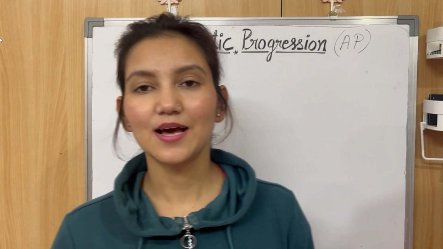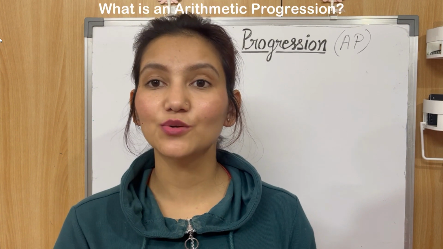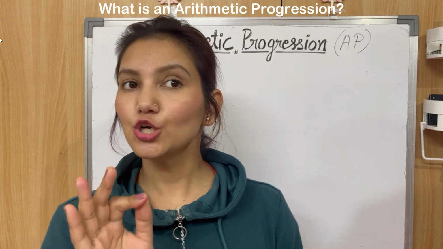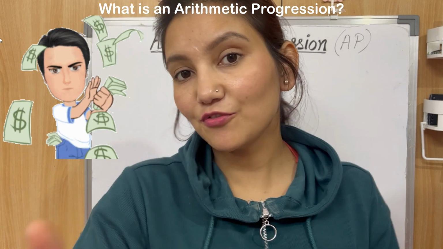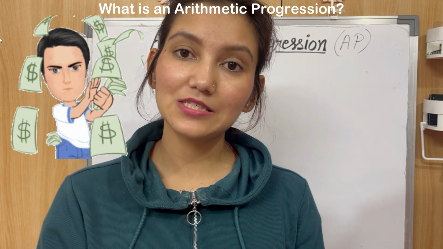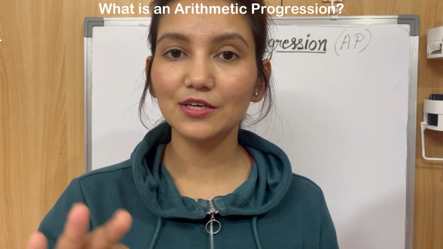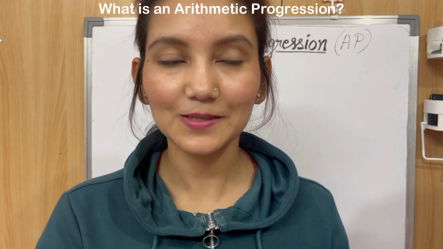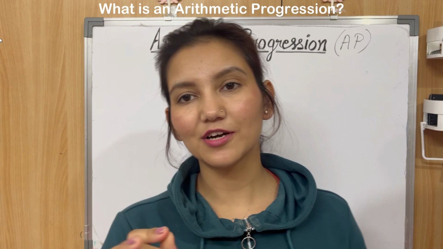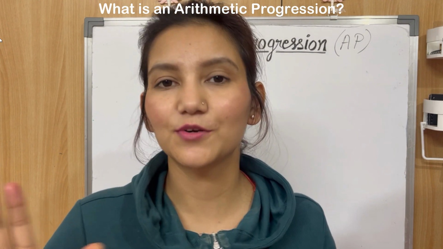So my dear kids, let's understand arithmetic progression with an example, okay? So you all get pocket money, right? Some of you might be getting 200 rupees, 300 rupees. Some of you might be getting 2,000, 3,000, whatsoever. But that is not of my concern here. Okay, so let's say you get a pocket money of, let's assume, 200 rupees, okay?